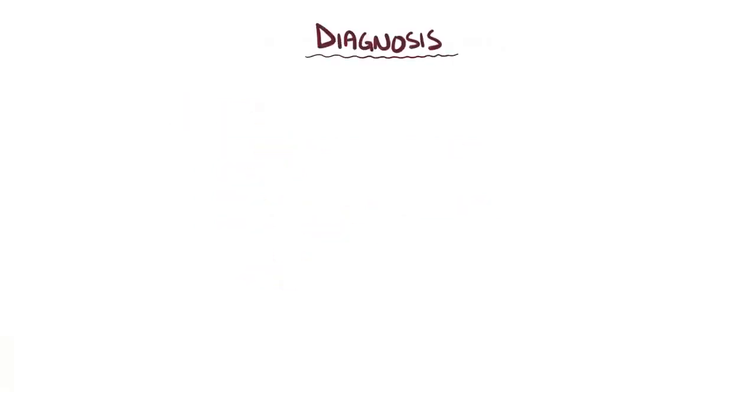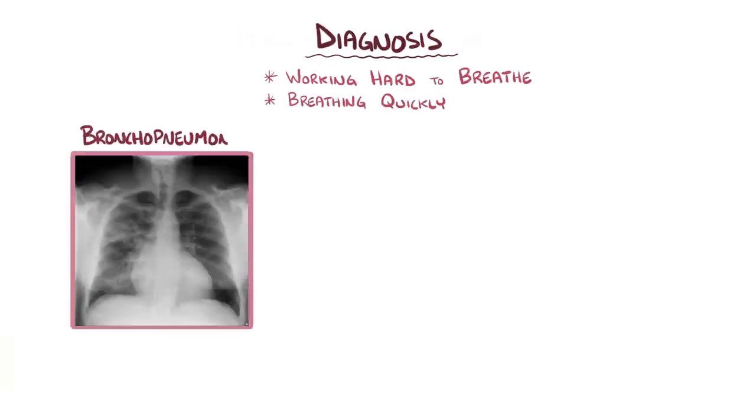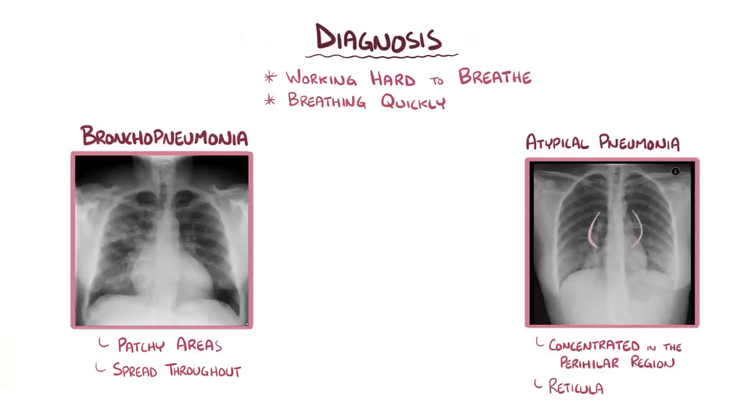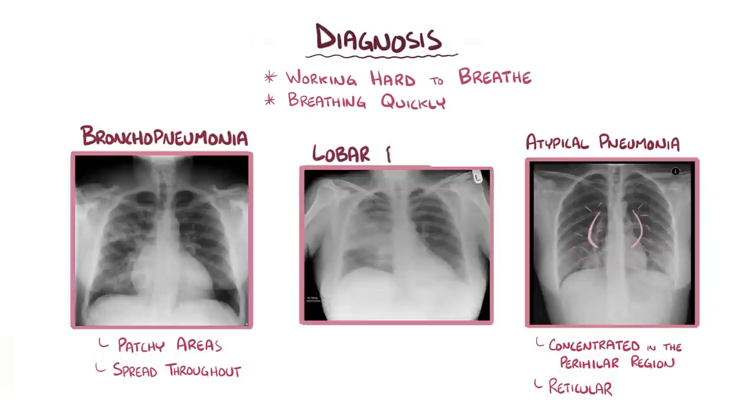Diagnosis of pneumonia is usually made in a person who's working hard to breathe or breathing quickly. A chest x-ray of bronchopneumonia typically shows patchy areas that are spread out throughout the lung. In atypical or interstitial pneumonia, the pattern is also often spread throughout the lungs, but it's often concentrated in the perihilar region and looks reticular, meaning there will be more line-shaped opacities visible in the chest x-ray. In a lobar pneumonia, fluid's localized to a single lobe or set of lobes.